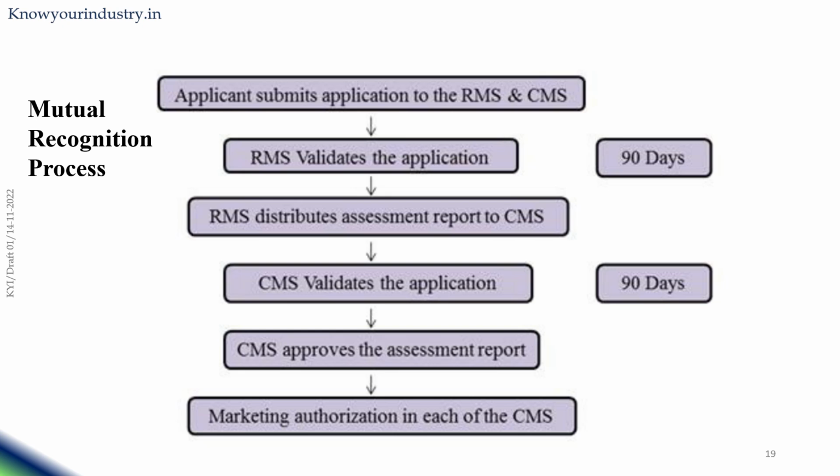This is a flow chart for mutual recognition process. Applicant submits the application to RMS and CMS. Then reference member state validates the application in 90 days. Reference member state distributes assessment reports to CMS. Then CMS validates the application. It again takes 90 days. Then CMS approves the assessment report. And then marketing authorization in each of the CMS is received. This is about the mutual recognition process.